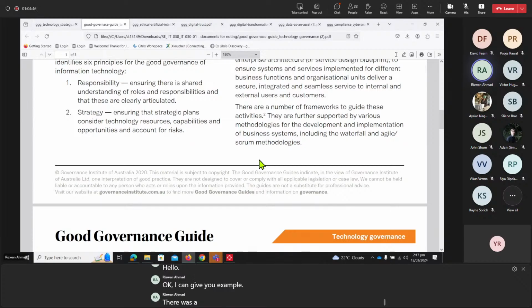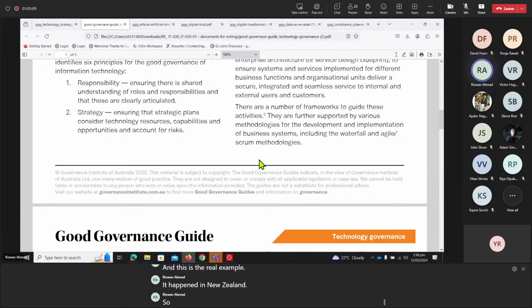I can give you an example. There was a company and they had Sun Systems. Have you heard of Sun Systems? Yep. These are Unix-based systems, and they had a cluster of around 60 servers. And this is a real example. It happened in New Zealand.